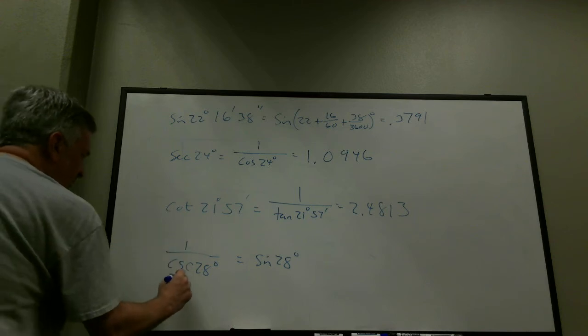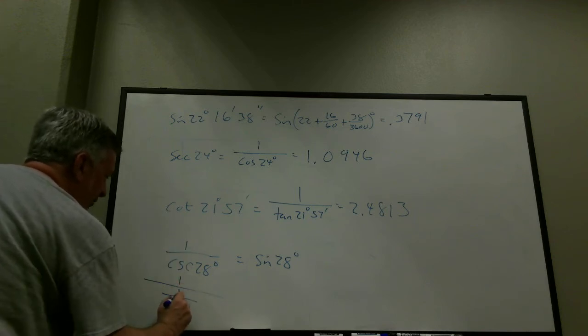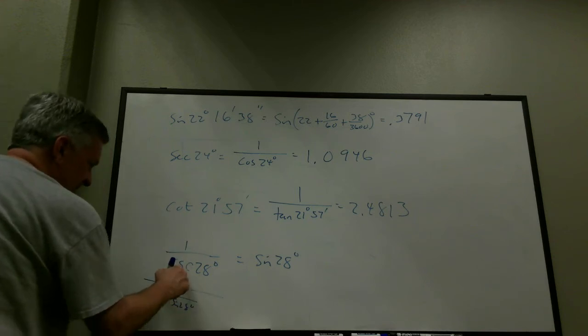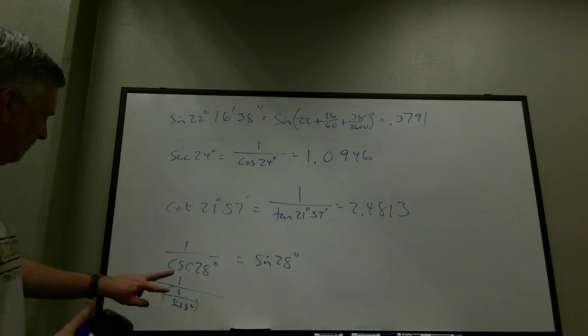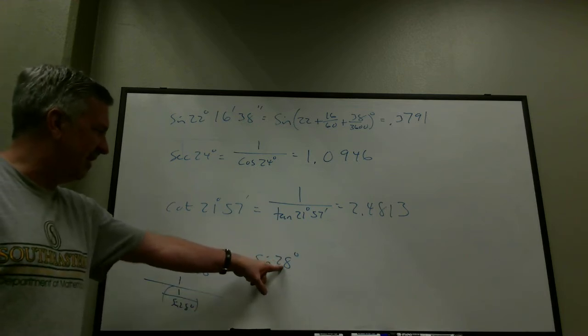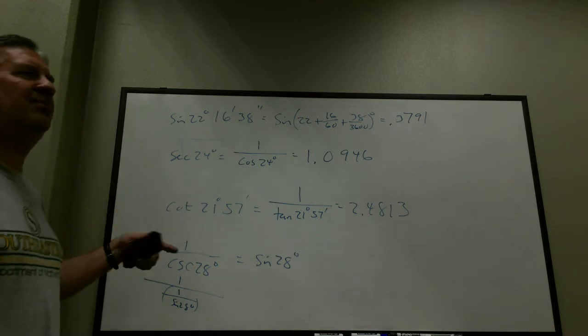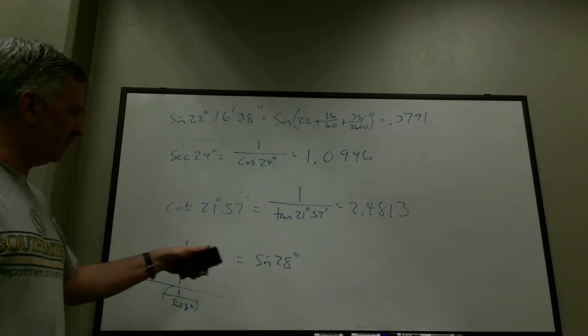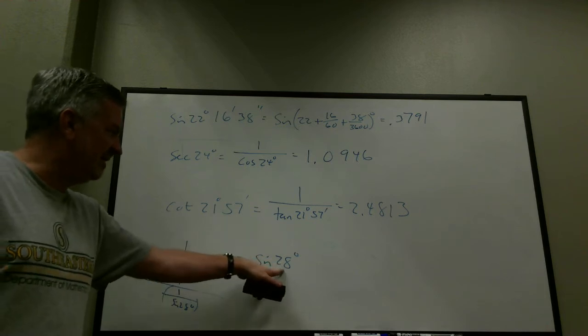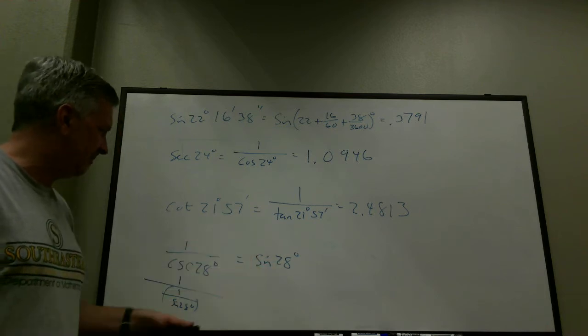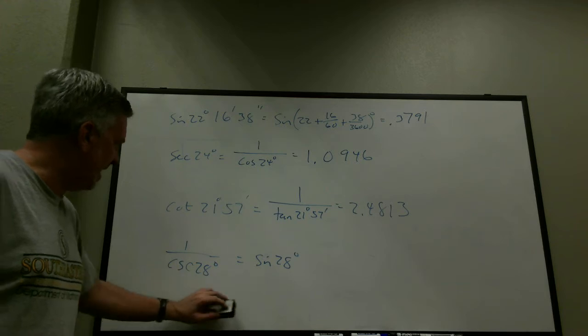Again, if you want to, this is 1 over sine of 28, right? Cosecant's 1 over sine. But if you invert and multiply, you'll just get sine. But the easiest way to think about this, 1 over cosecant is the reciprocal of cosecant. The reciprocal of cosecant is sine. Again, the angle stays the same. Don't take 1 over the angle. So this is the same thing as sine of 28 degrees.